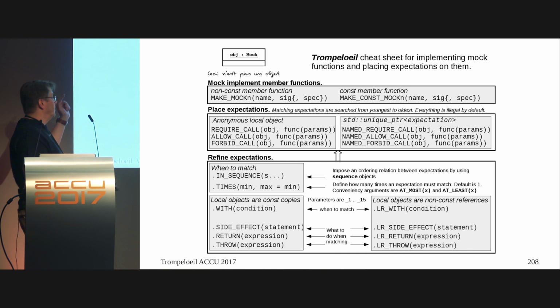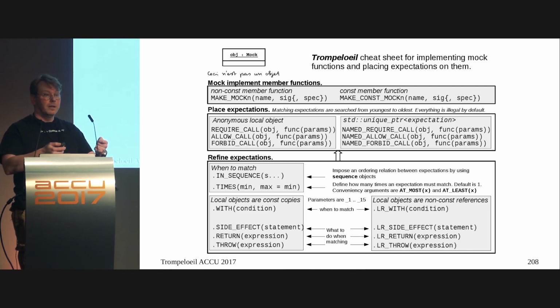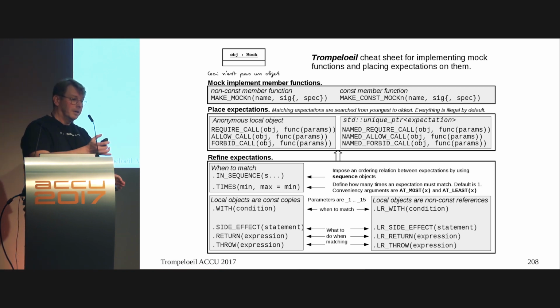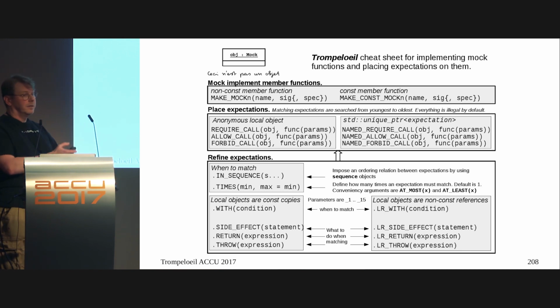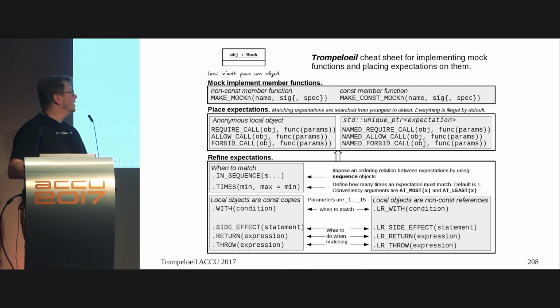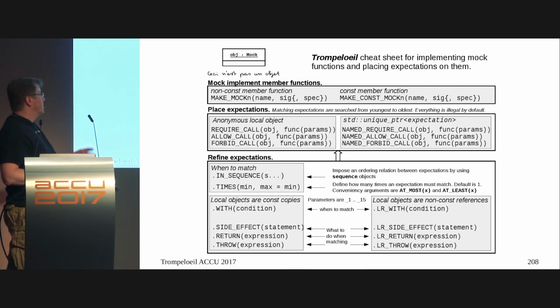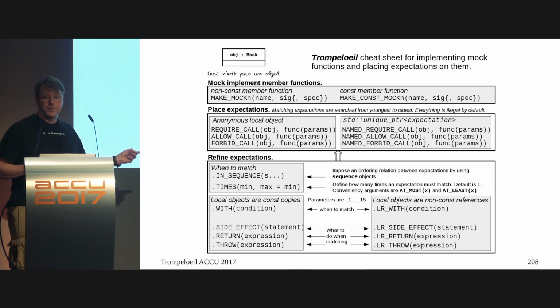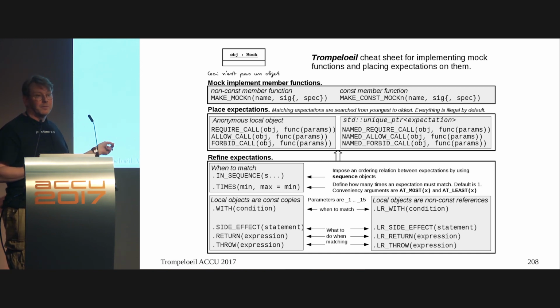And I've showed you how you use in sequence to impose orders of expectations that are otherwise unrelated, and dot times to say this must happen exactly this number of times, or no more than this number of times, or whatever. You've seen how to constrain otherwise open expectations using with and a condition. How to manipulate data with side effect and return values. And I haven't shown you throw, but I bet you can figure that one out.